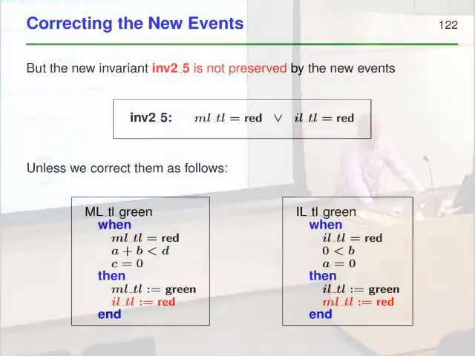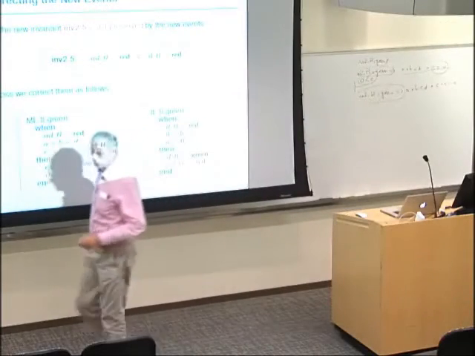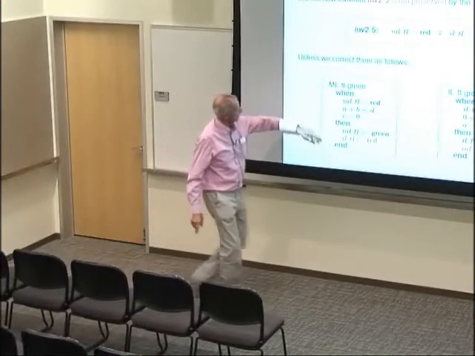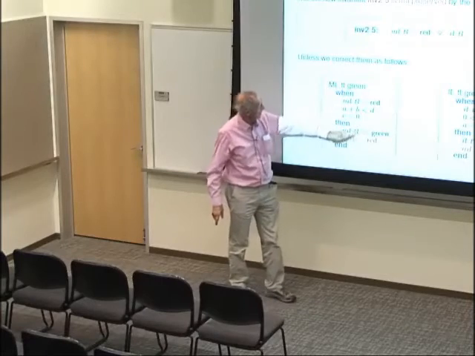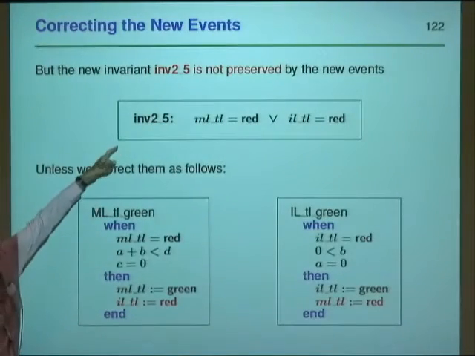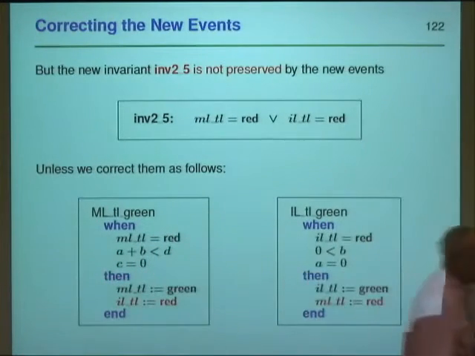Okay, so we are here now, and because we have introduced this new invariant, we have to prove that it is preserved. So therefore here, when MLTL becomes green, ILTL becomes red, of course, because otherwise we could not preserve this. And here we have to do the same.